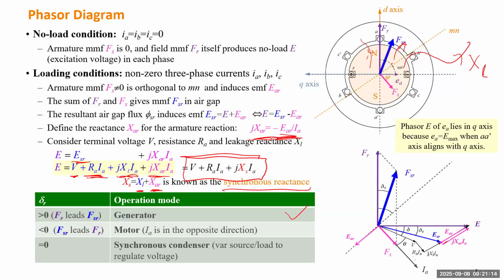For the generator, the magneto-motive force from the rotor winding, the field winding, will be leading the total magneto-motive force, because this one finally generates the voltage to power the external system. So if this IF is leading, FR is leading FSR, that is the generator mode. So the rotor will revolve ahead of the total magneto-motive force. In other words, the rotor magneto-motive force will be ahead of the stator magneto-motive force. So this angle will be positive.